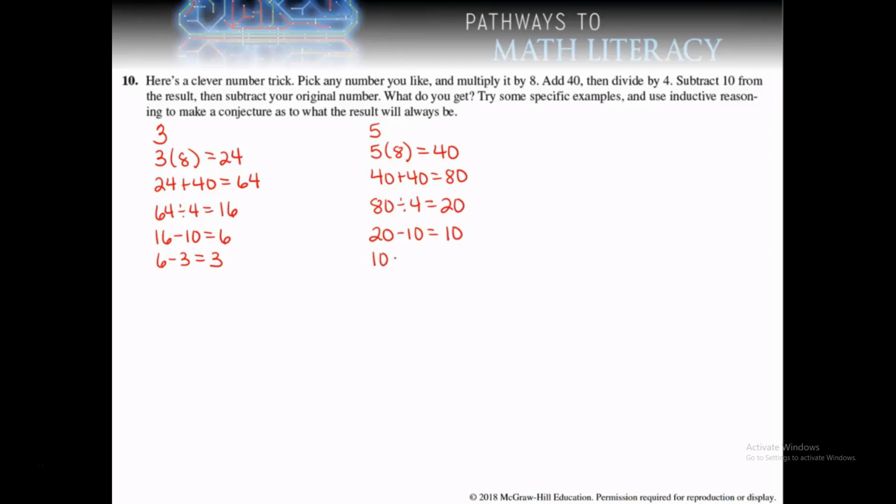So it's starting to look like you will always end up with the number that you started with. That's what inductive reasoning would lead us to believe, and in the class portion of this lesson, we'll try and prove that for sure.